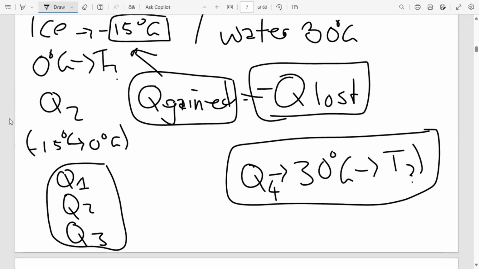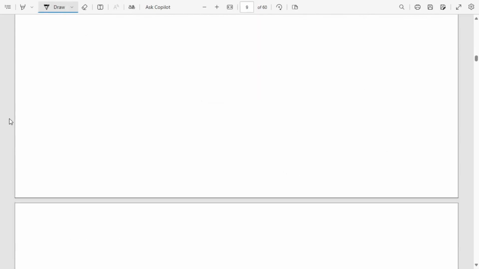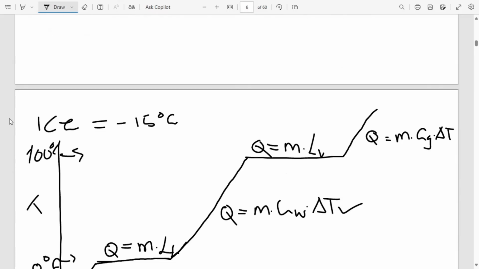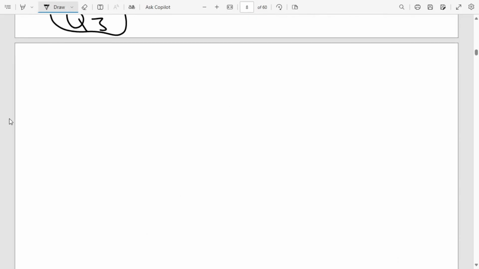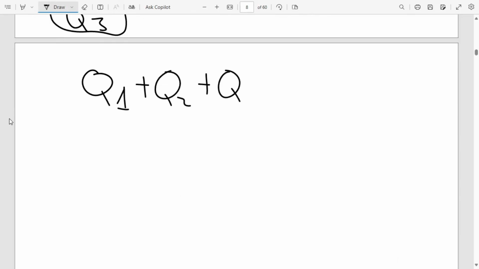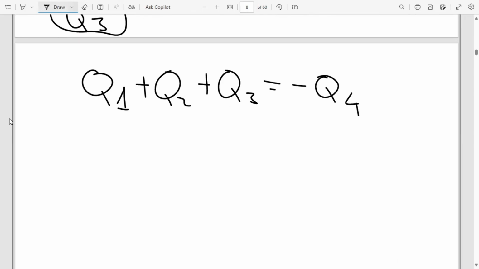So even when we want to plug these into this formula, what are we going to do? On the left hand side, we're going to have Q1 plus Q2 plus Q3. This will be equal to what? This will be equal to negative Q4. Remember, I told you how to remove this negative in a case that you want to remove the negative. But in this case, I'll just maintain it like this.